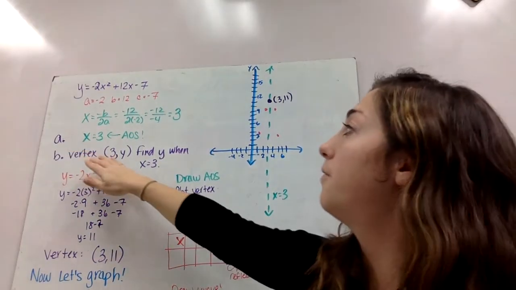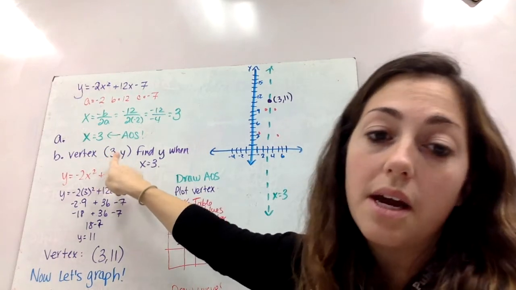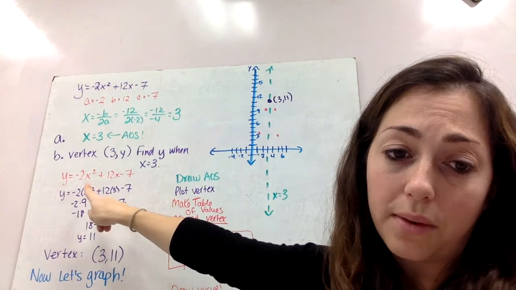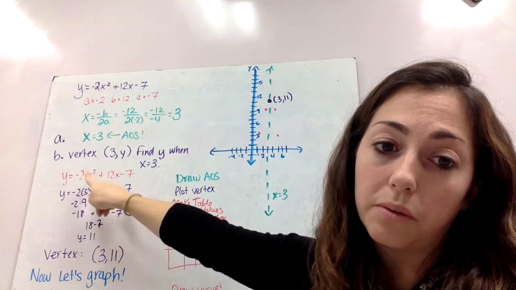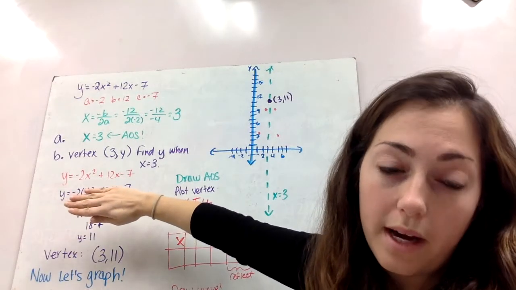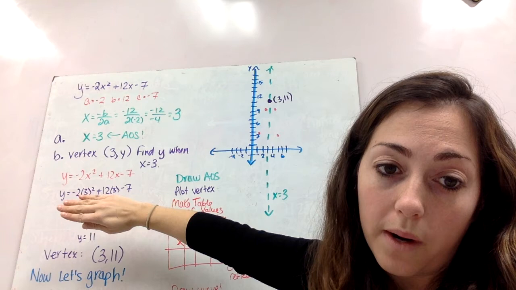Then, to find my vertex, part b, I know my x-coordinate is 3. I have to find the y when x equals 3. Well, I know how to do that. I plug it into the equation. So I do 3 for my x's and solve for it. Why don't you go ahead and try to do that? Plug in 3 for your x's and solve for it.